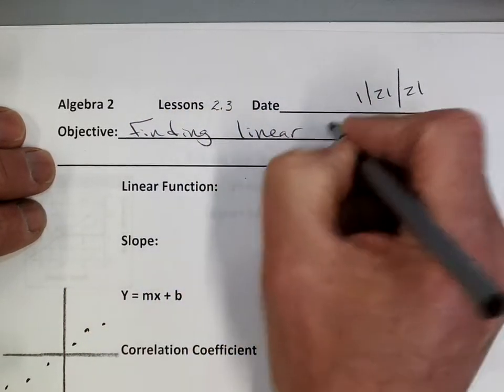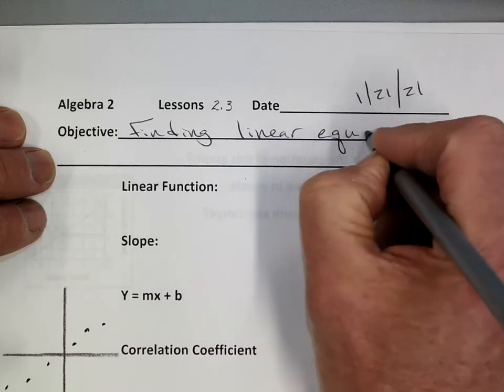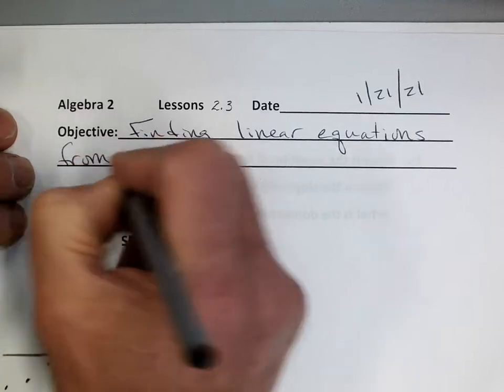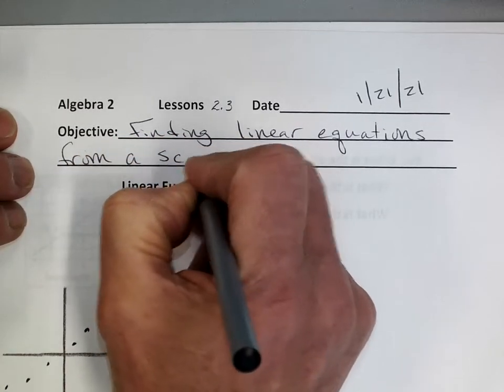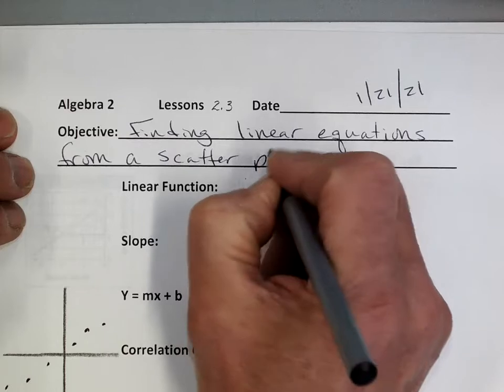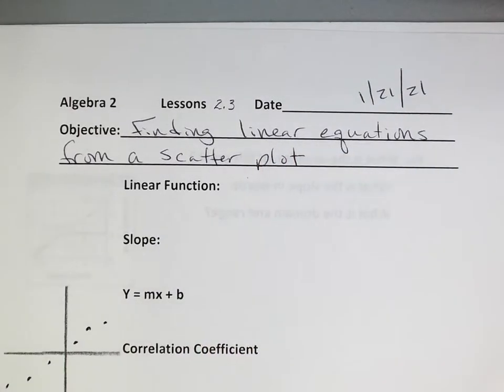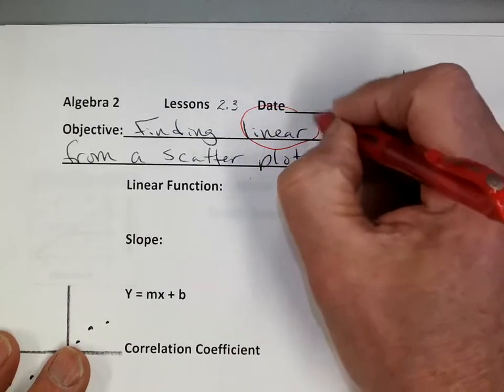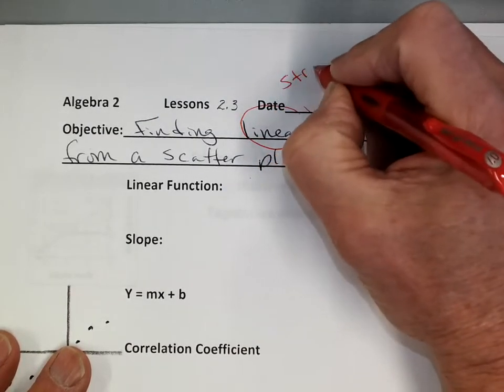Okay, so today's objective, what we want to do today is talk about finding linear equations from a scatter plot. Go and write that down and I'll explain what all that means. So linear in math means it's got to be a straight line.